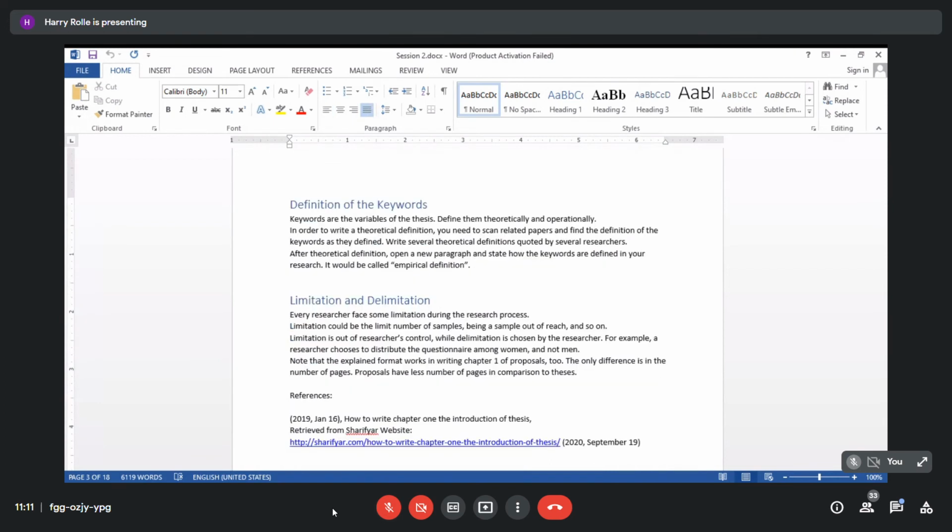So other keywords that you want to keywords are variants of these variables of the thesis, defines them theoretically and operationally. In order to write a theoretical definition, you need to scan related papers and find the definition of the keywords as they were defined. Yung keywords, normally we do not use this for journal type. We just indicate some of the words dun mismo sa introductory part, pero hindi na natin sila inilalagay as talagang part of your thesis. So, hindi na tayo masyado dun sa keywords.